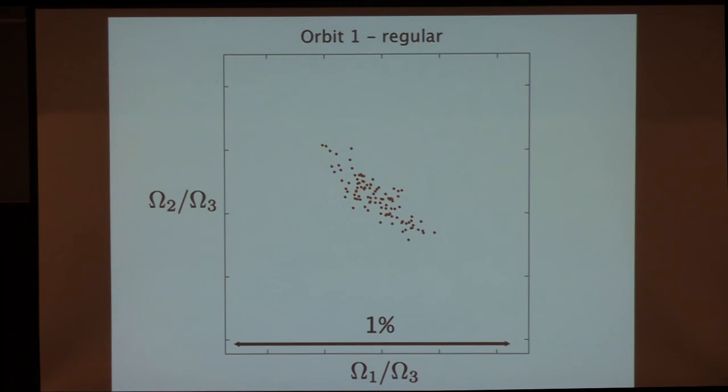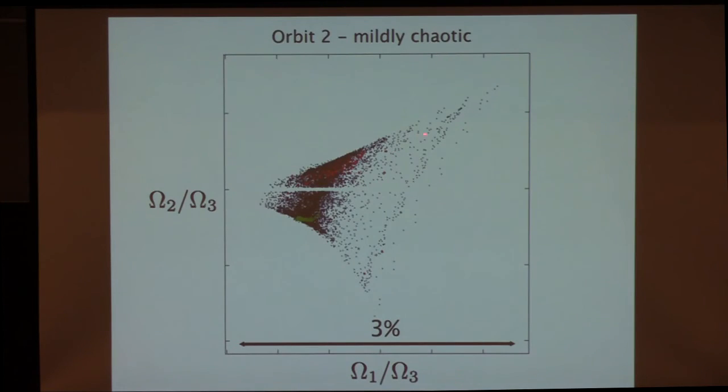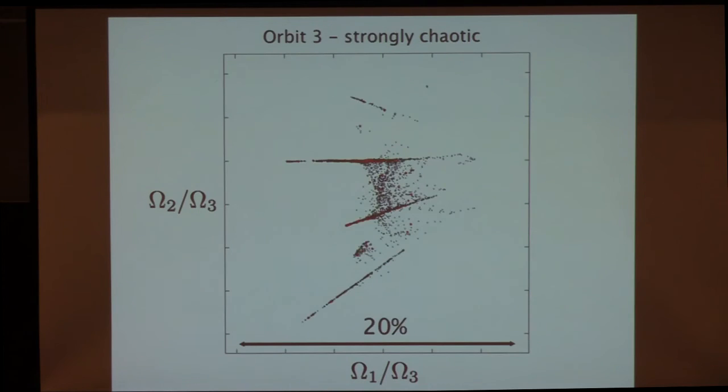Now there are a series of 3 plots where what you're seeing is the individual particles in the stream that we created. What were their orbital frequencies? So this is all the stream particles in the regular orbit. This is all the stream particles in the mildly chaotic orbit. The green is the starting point, the red is halfway through, and the black is at the end. And then the same thing for the strongly chaotic orbit.